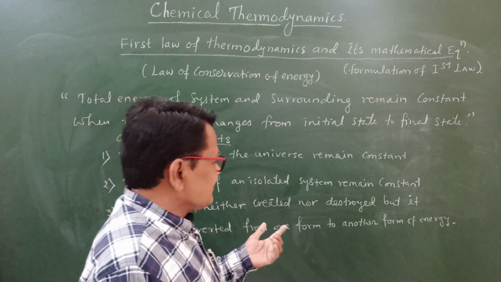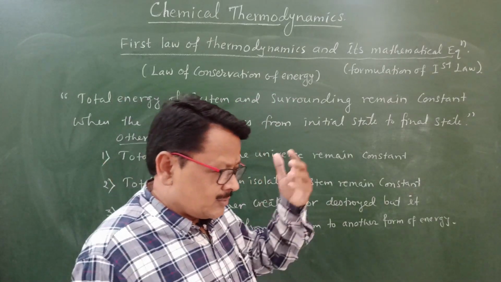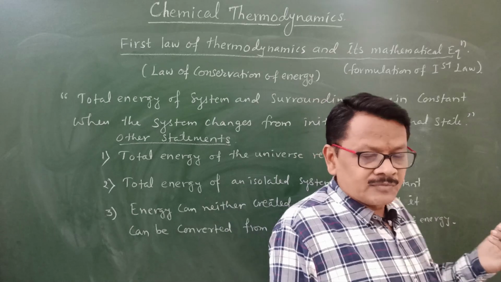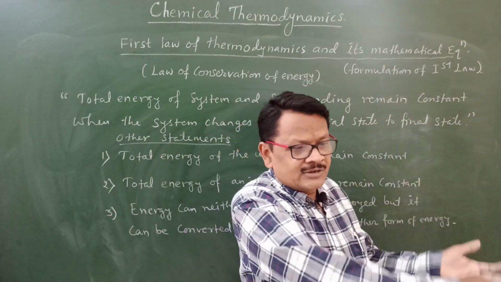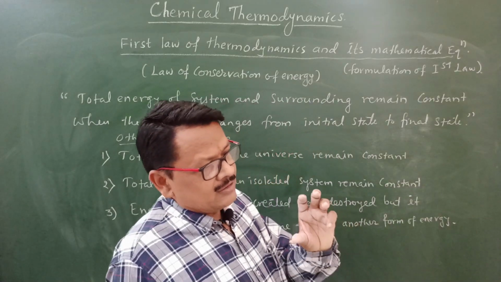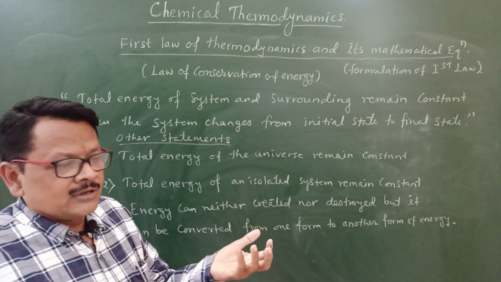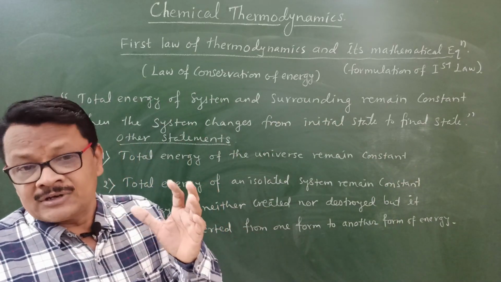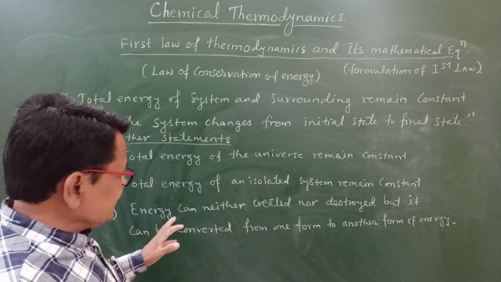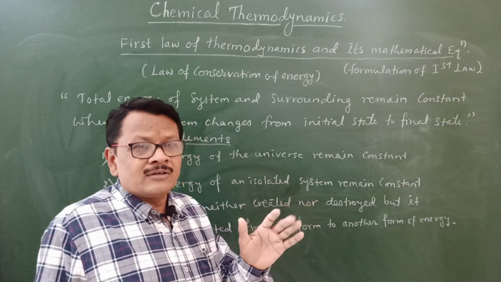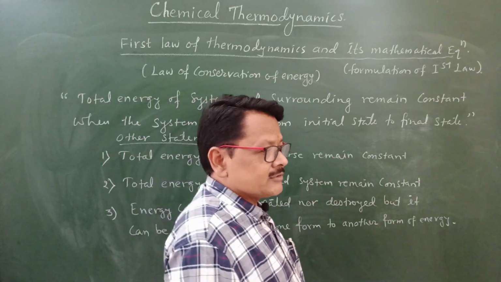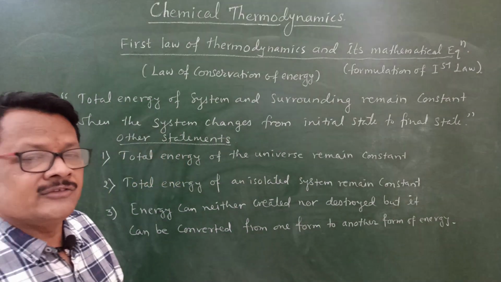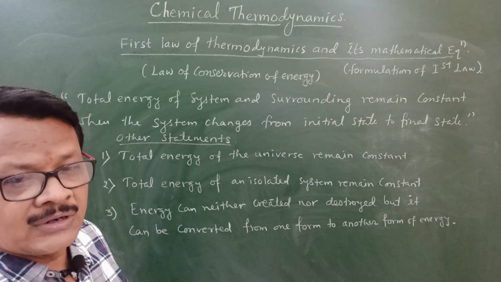And energy can neither be created nor be destroyed, but it can be converted from one form to another form. We saw these conversions in detail in previous periods. So when one form of energy gets converted into another form, the quantity of energy remains the same. Means energy is neither created nor destroyed, means total energy of the universe always remains constant. So that is the law of conservation of energy, also known as first law of thermodynamics.